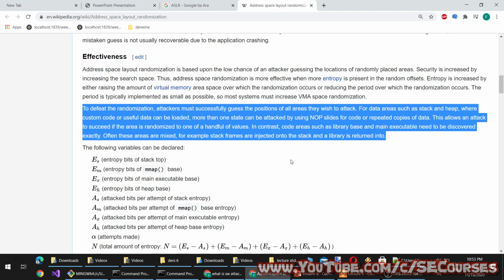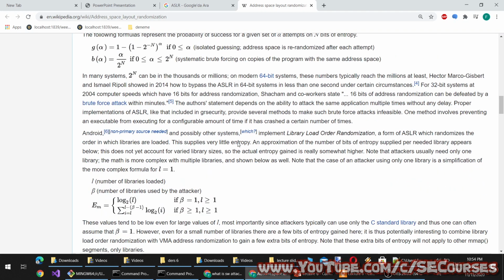For data areas such as stack and heap, where custom code or useful data can be loaded, more than one state can be attacked by using NOP slides for code or repeated copies of data. This allows an attack to succeed if the area is randomized to one of a handful of values. In contrast, code areas such as library base and main executable need to be discovered exactly. Often these areas are mixed, for example stack frames are injected onto the stack and a library is returned into.